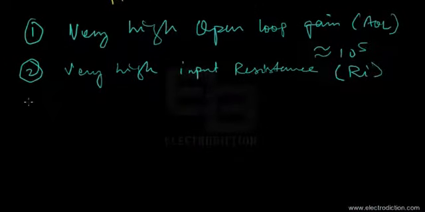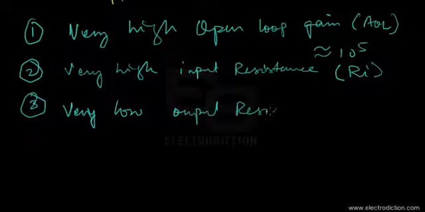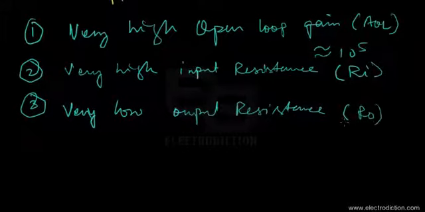We also know that the op-amp has a very low output resistance. It's designed to have a very low output resistance so that it can output a lot of current to drive many devices.